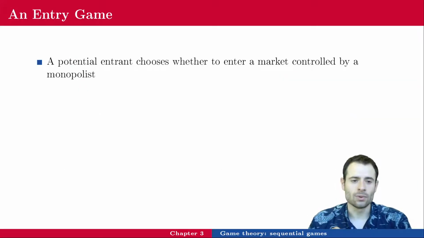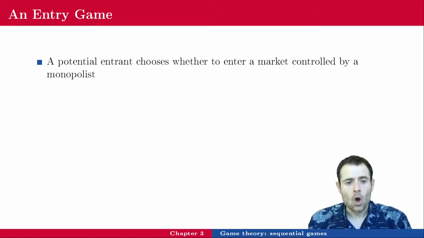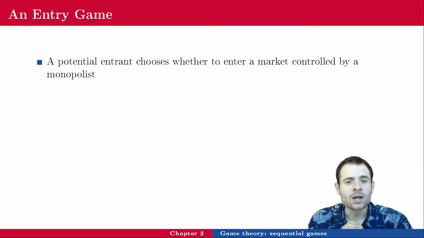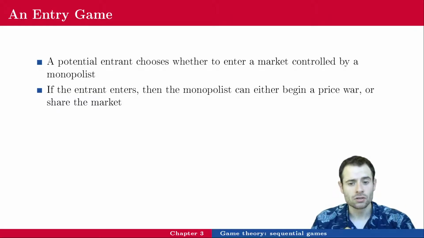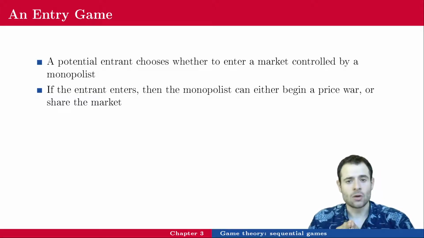Let's go over another example. An entry game. A potential entrant chooses whether to enter a market controlled by a monopolist. So imagine we have a monopolist and a firm is thinking, maybe I could get in this market and start making profits. If the entrant enters, then it becomes a duopoly, two firms. Then the monopolist can either, for simplicity, begin a price war or share the market and be relatively nice.